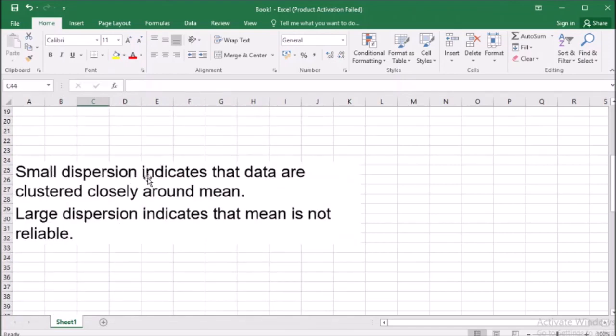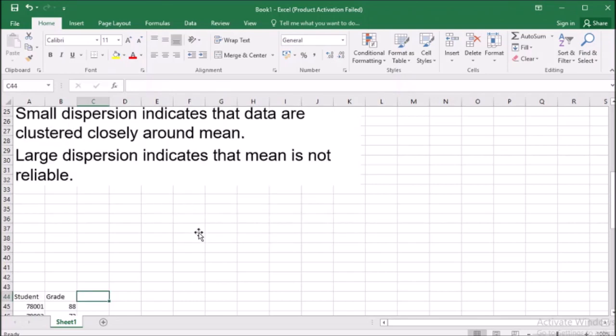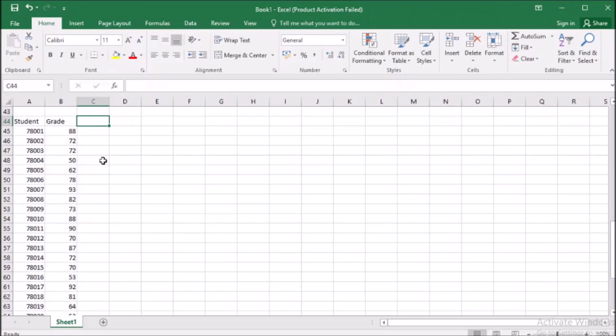So small dispersion indicates that data are located closer to the mean, whereas a large dispersion shows that data are more spread out away from the mean, in which case the mean, of course, is less reliable. Now let's have a quick look at how we calculate measures of dispersion. Here we'll have a look at variance and standard deviation.